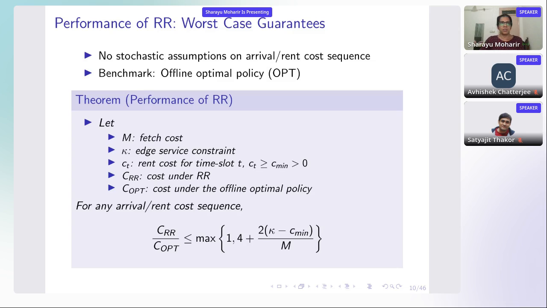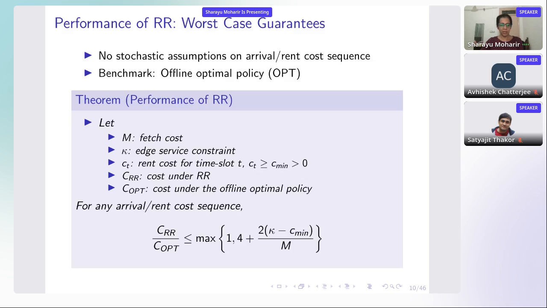Now, what this theorem tells us is there exists an upper bound on the ratio of the total cost incurred under RR and the total cost incurred under the offline optimal policy for any request arrival and rent cost sequence. And the takeaway from this theorem is that the performance guarantee improves as the fetch cost M increases and deteriorates as the edge service constraint kappa increases.